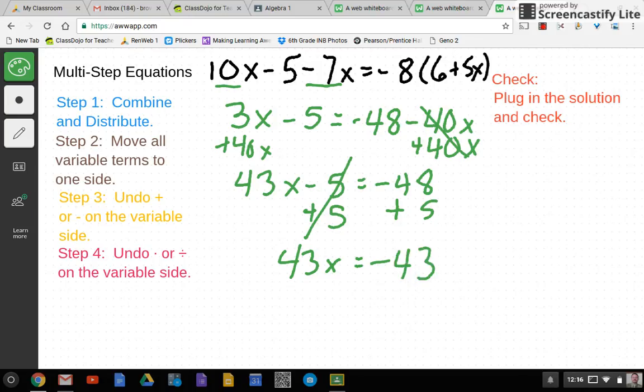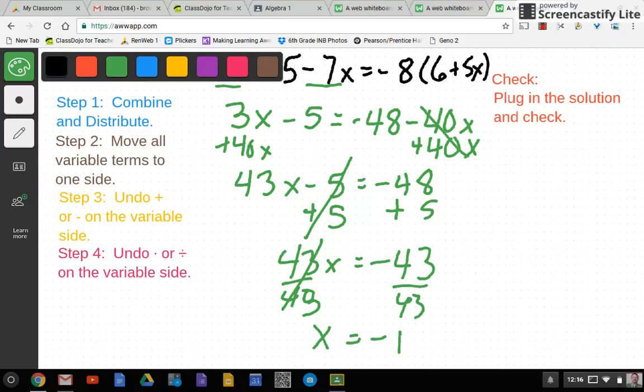So now, step 4, I have to undo the multiplication or division, so I have multiplication. Well, I have to divide by 43. Sorry about that, 43. So these two will cancel, and I am left with x is equal to a negative 1.